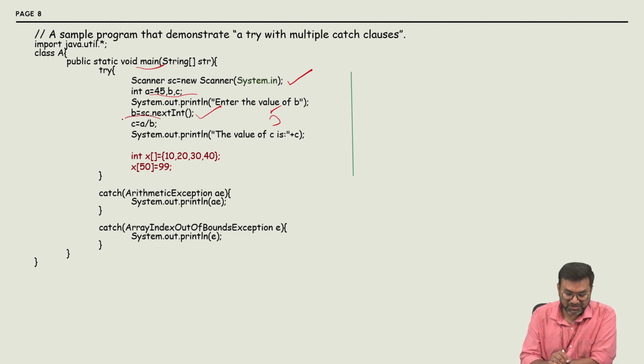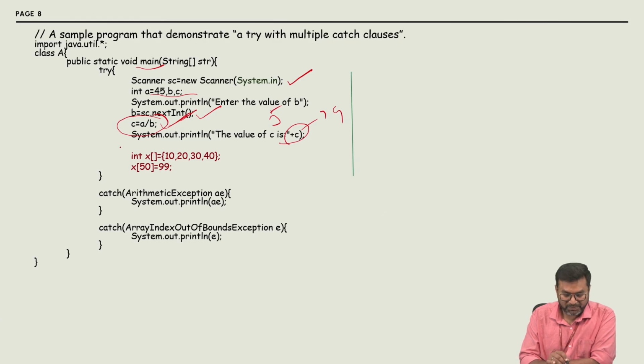Then tell me, what is the expression result? C equal to what? 45 by 5. Then what is the value of C? 9. So here we don't get any error, we don't get any exception. So it is a valid statement. I'm not dividing that 45 with 0, but with 5, right? So it is giving you 9.